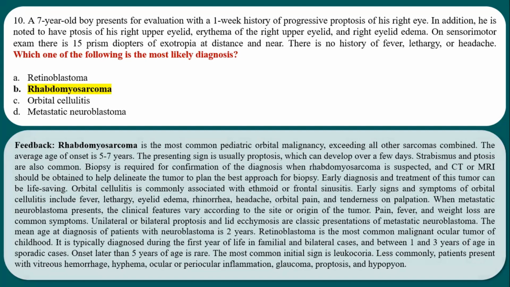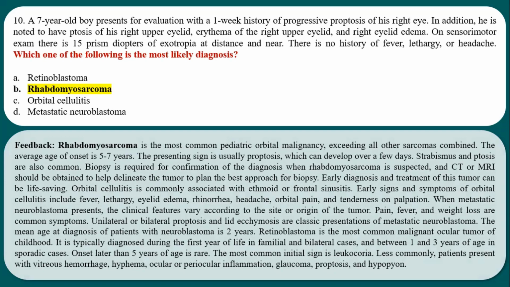Rhabdomyosarcoma is the most common pediatric orbital malignancy, exceeding all other sarcomas combined. The average age of onset is 5 to 7 years. The presenting sign is usually ptosis, which can develop over a few days. Strabismus and ptosis are also common. Biopsy is required for confirmation of the diagnosis when rhabdomyosarcoma is suspected, and CT or MRI should be obtained to help delineate the tumor to plan the best approach for biopsy. Early diagnosis and treatment of this tumor can be life-saving.